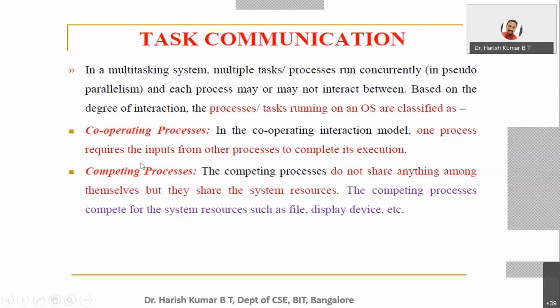Now, the other type of process is the competing process. Competing processes also share, but not the data, they share the resources. And why are they called competing processes? Because they compete for the resource. We have limited resources in the system and you can have n number of processes running, so there is a need for a process to compete for resource allocation. When I say competing processes, they are not involved in sharing information or data. They are involved in sharing resources. What kind of resources? They can share a file, a display device, or any other physical device.